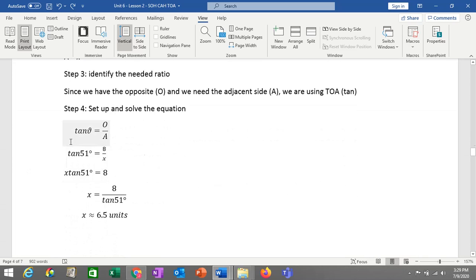Tangent of theta is equal to opposite over adjacent. So tangent of 51, we plug in our numbers. The opposite side is 8. The adjacent side is x. I want to get this x out of the denominator, so I multiply both sides by x, and it cancels there. That gives me 8 is equal to the tangent of 51 times x. I want x by itself, so I'm going to divide both sides by tan 51. So x is equal to 8 divided by tan of 51. Keep in mind when you're doing this, you do the tan 51 first, and then do 8 divided by that number, and you'll get about 6.5 units. Again, this is a rounded number, which is why we use the approximate sign here.